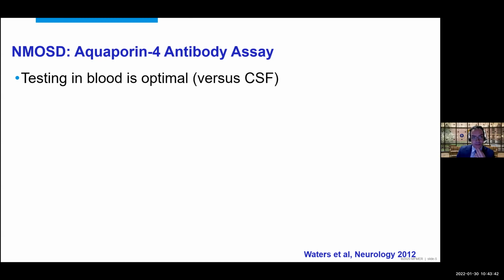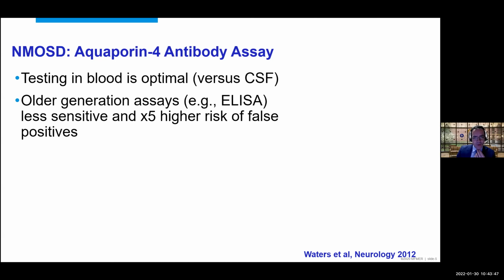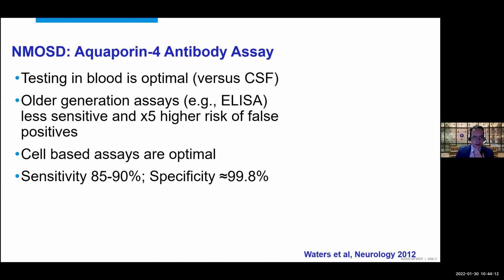And this is a test that's best tested in blood. So blood is better than spinal fluid, it is more sensitive. And with some of the older generation assays that we used to use, detecting by ELISA, we used to have some trouble with both false positivity, where the risk of false positives was 5 times higher, and it was also less sensitive. And what we've now recognized is that cell-based assays are optimal for the detection of aquaporin 4 antibodies. And indeed, in the diagnostic criteria, cell-based assays are recommended. And the sensitivity of our current assays is 80 to 90%, and the specificity is 99.8%.